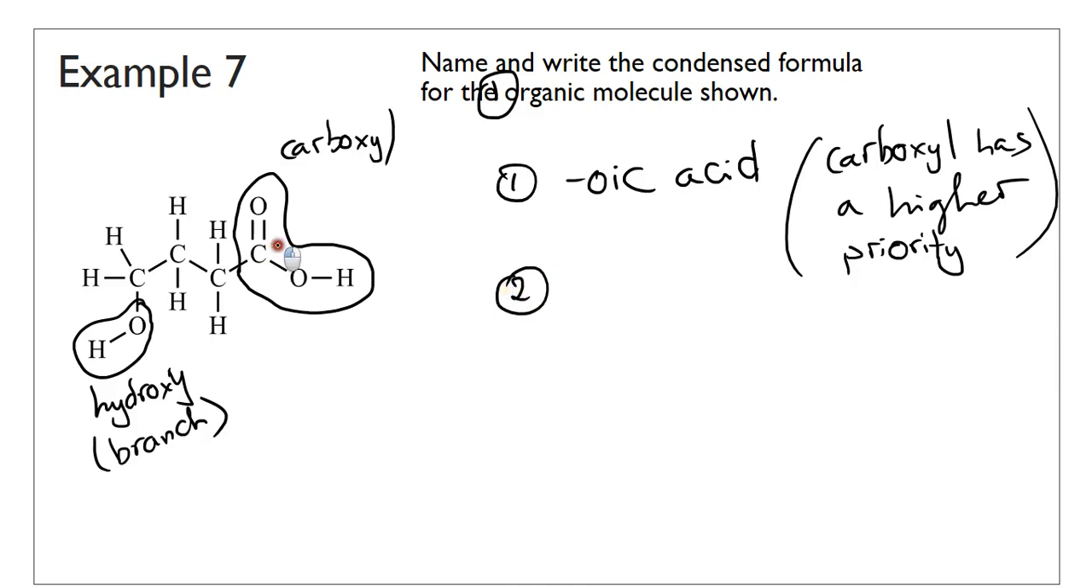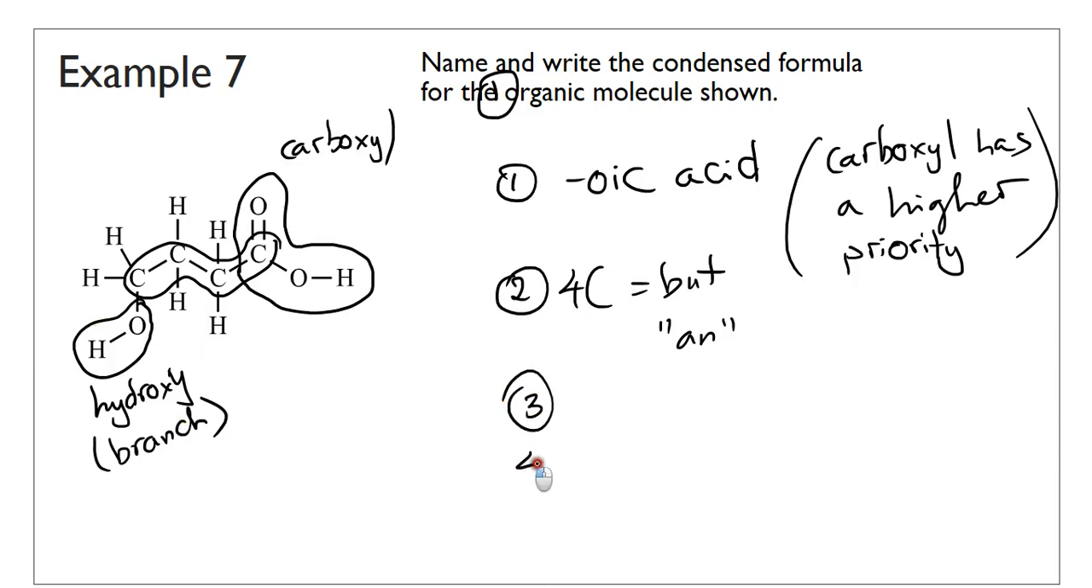So number 2, longest carbon chain, 1, 2, 3, 4. So 4C, but. The rest of the molecule is alkane, so you're going to need AN as well. It'd be interesting if you had a double bond here, but we'll do that in year 12. Okay, so the hydroxy is a branch, which I have named, and I do need to number the carbon chain just to indicate the position of the branch, because this OH could be here or here as well.